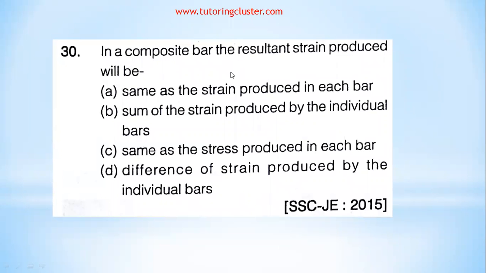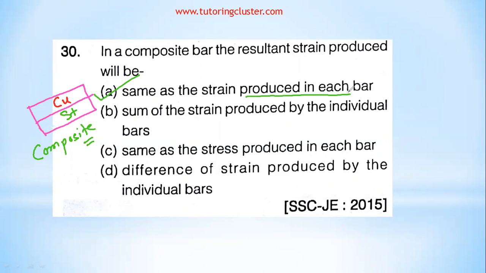Question 30. In a composite bar, the resultant strain produced will be the same as the strain produced in each bar. See, what is a composite bar? Let's say you have two bars, one made up of copper and another made up of steel. That is an example of a composite, which means made up of two different materials, right? So in such a composite bar, the resultant strain will be the same as the strain produced in each bar. So the correct answer will be option A. Next.